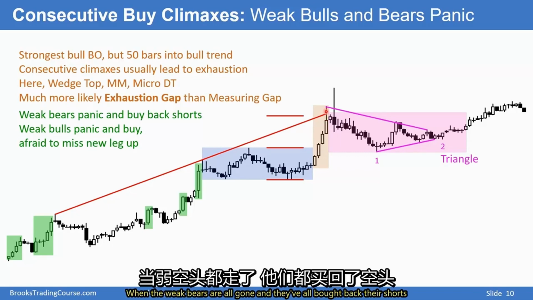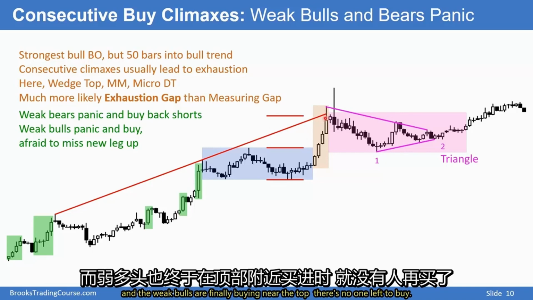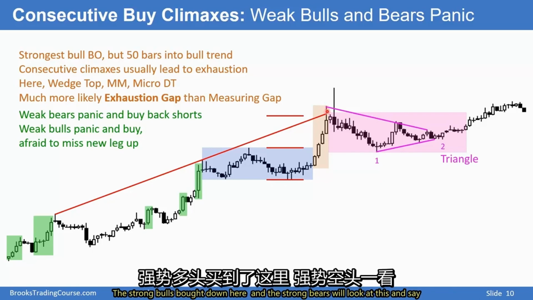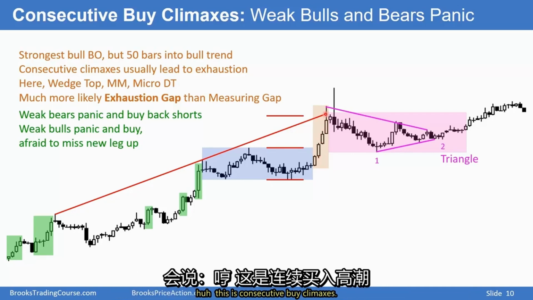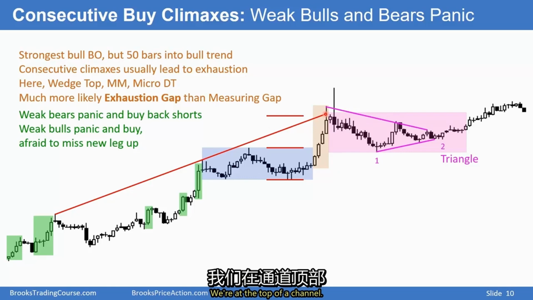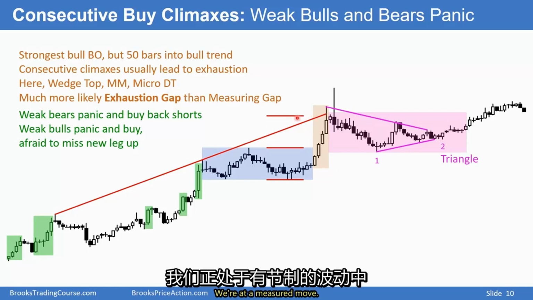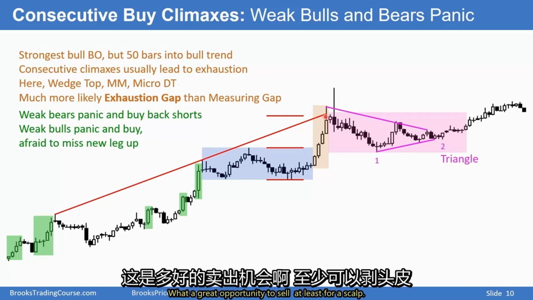When the weak bears are all gone and they've all bought back their shorts, and the weak bulls are finally buying near the top, there's no one left to buy. The strong bulls bought down here, and the strong bears will look at this and say, this is consecutive buy climaxes. We're at the top of a channel. We're at a measured move. What a great opportunity to sell, at least for a scalp.